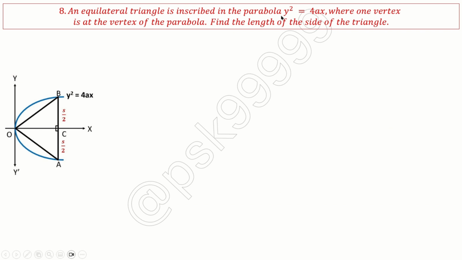An equilateral triangle is inscribed in the parabola y square equal to 4ax, where one vertex is at the vertex of the parabola. Okay, here that is, one vertex of the triangle is at the vertex of the parabola, that is O. Find the length of the side of the triangle. Okay, so basically OAB is an equilateral triangle, though it does not look like equilateral here. Now the information given is y square equal to 4ax, correct? So if I take the side of the triangle as s, then this is s by 2, s by 2, correct? Because this will become your orthocenter, everything, perpendicular, angular bisector, everything, because it's an equilateral triangle, right?